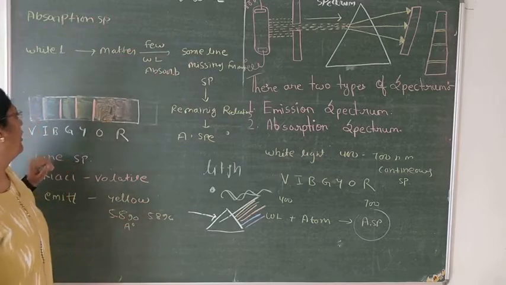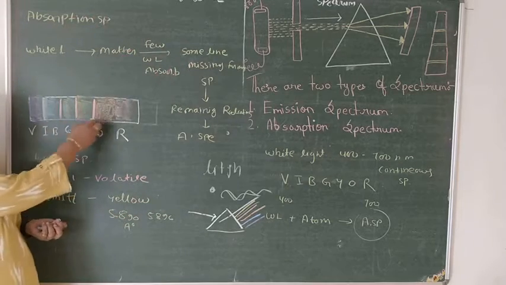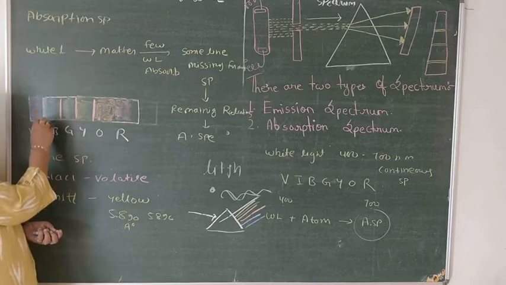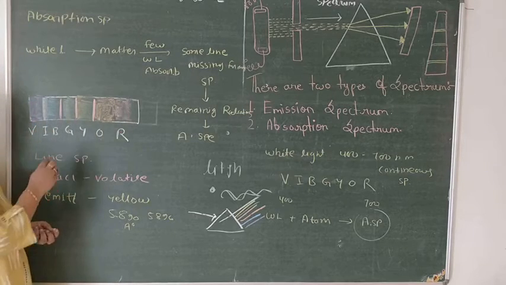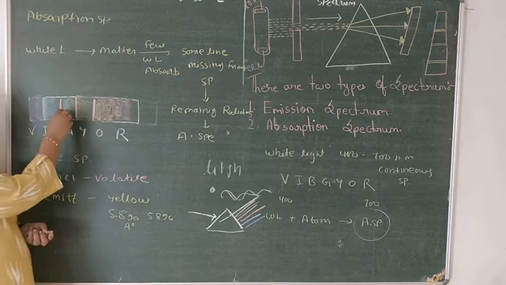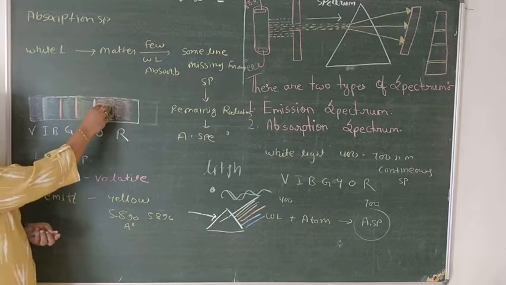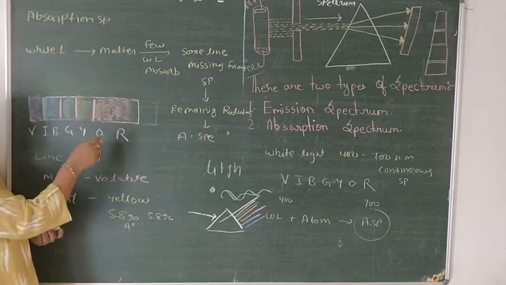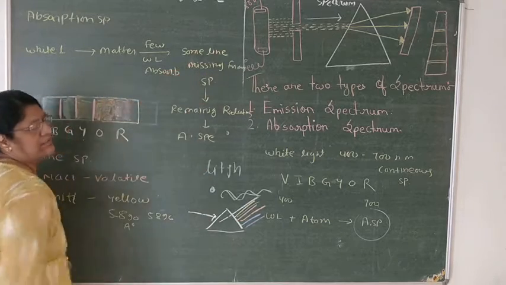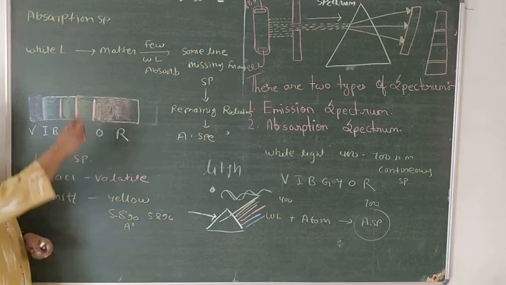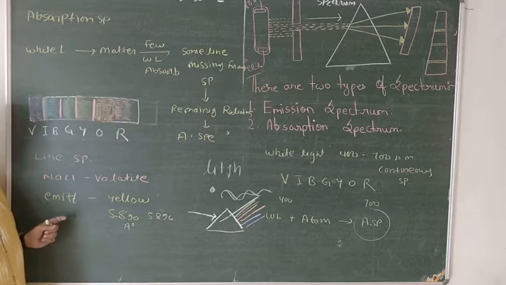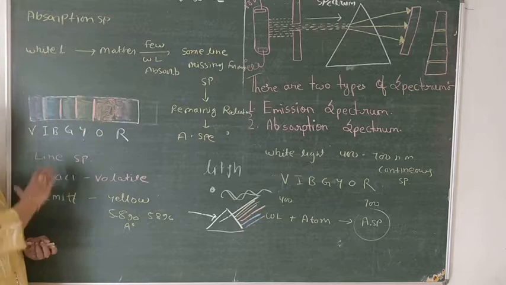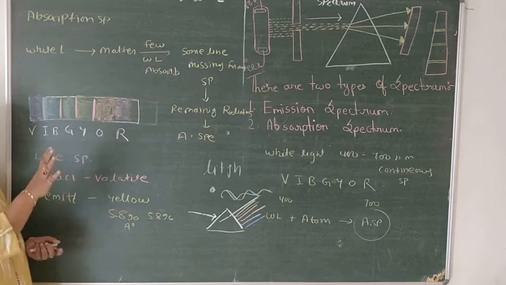Clear? So I tried to show you all the colors of VIBGYOR. Violet. For indigo I used white because I don't have that color. Then blue, then green, yellow, orange and red. And I have shown some red line here. This red line is exactly the missing line which is showing you the absorption spectrum. Clear? So these lines are showing you your absorption spectrum.